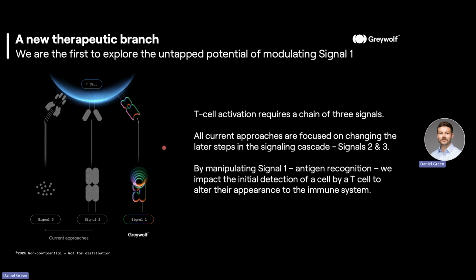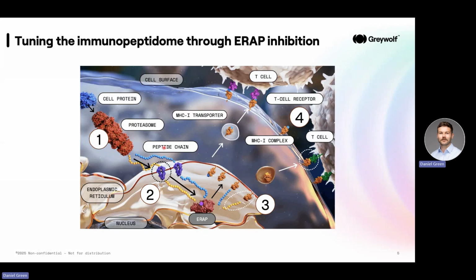And we do this by targeting two enzymes, both ERAP1 and ERAP2. These ERAP enzymes are both immunopeptidases that sit in the endoplasmic reticulum of the cell, and their primary function is in peptide substrate cleavage prior to MHC1 presentation.